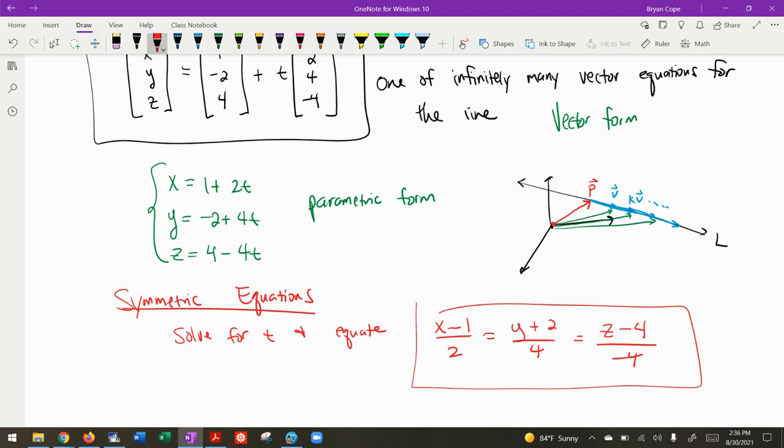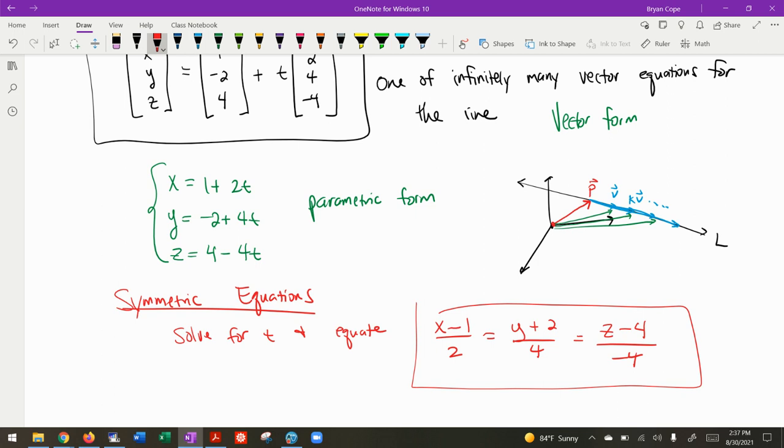However, it's problematic if one of these is 0, right? Like suppose z was always 4, then you'd have to leave this part off and write 2 equations. You'd have to say this, comma, z equals 4. So I don't love expressing lines in this form, but it is in the text, so you could see it come up. Okay, questions there?